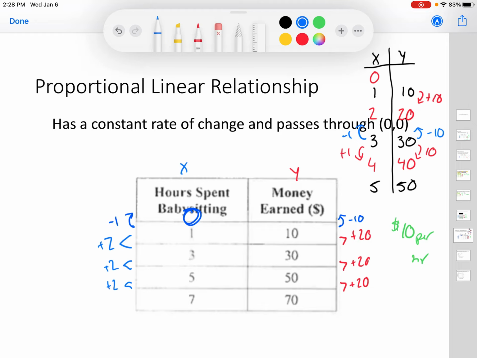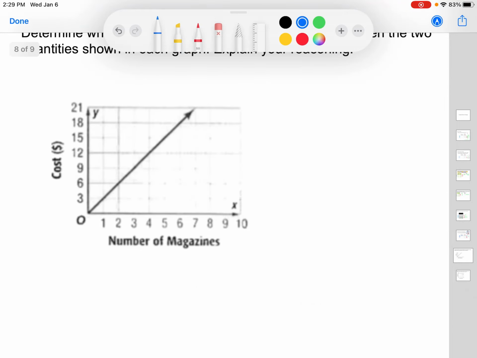So what we want to do is work back and see if at x value of 0, we do have a y value of 0. So I would subtract 10, and I would find out in this case we do have a y value of 0 at x equals 0. So we would say there is a proportional linear relationship. It can be a little challenging doing this in a table. Typically you'll see it in graphs, which is what we're going to look at next.